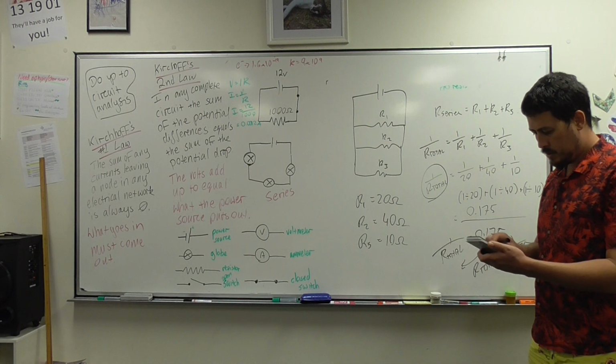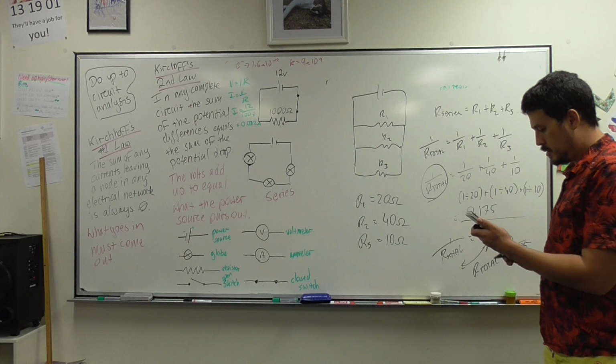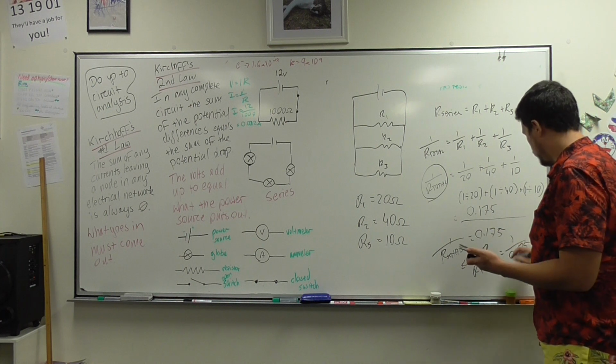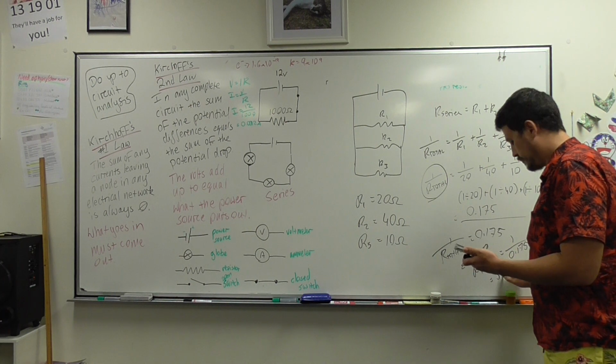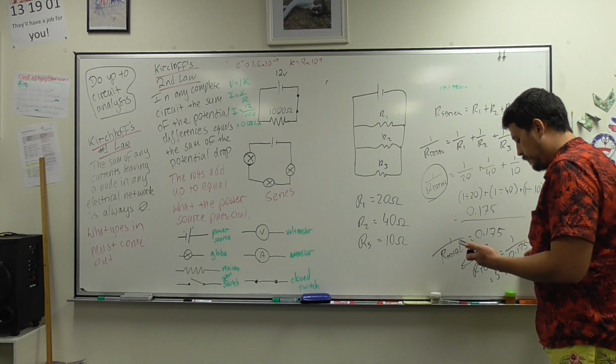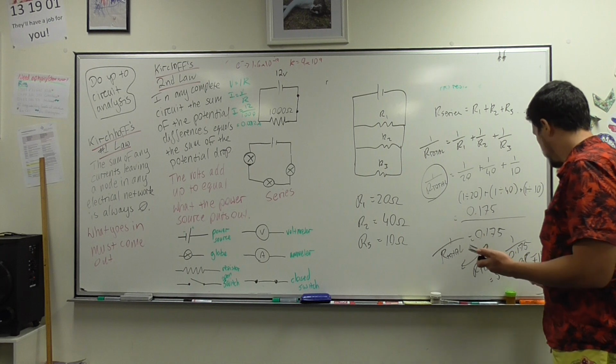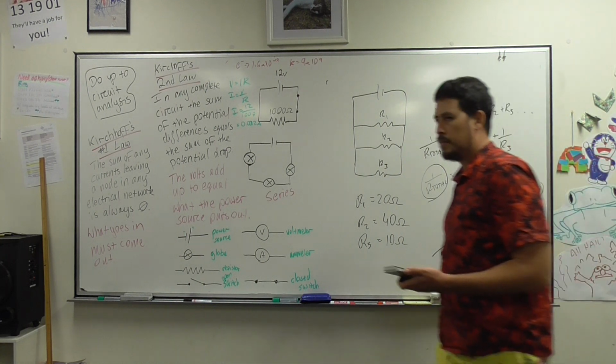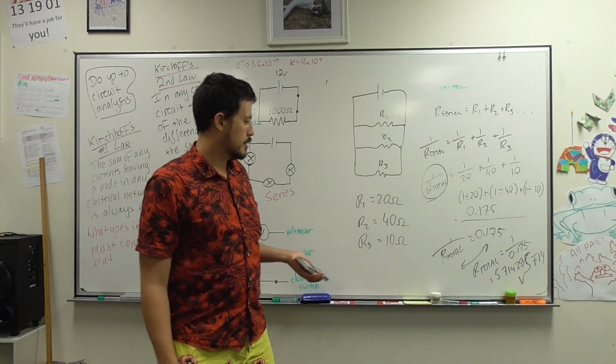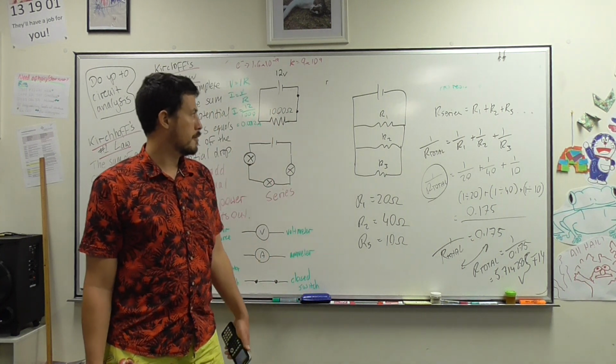1 divided 0.175 is 5.714285714, I think that's repeating. So overall, when you stick those three together, you get a total resistance for the circuit of 5.714 ohms.